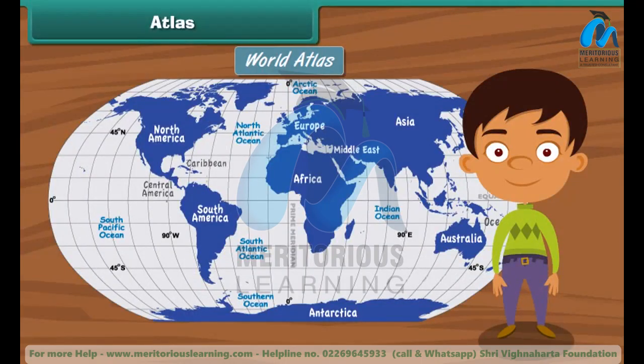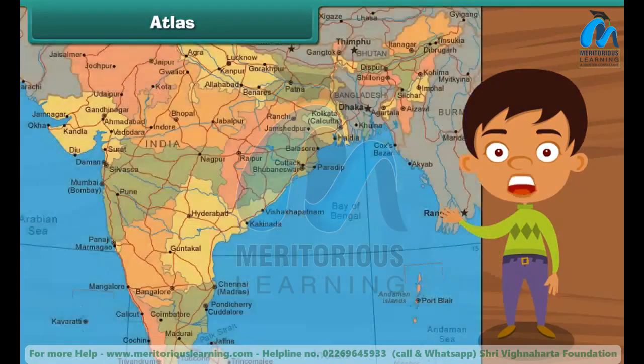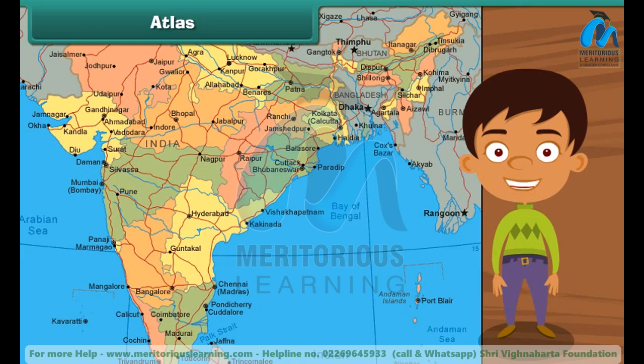Atlas. An atlas is a collection of maps and charts. The maps in an atlas give the geographical information about different parts of the world. The charts in an atlas contain details of specific locations such as population, sea levels, crops produced, etc.